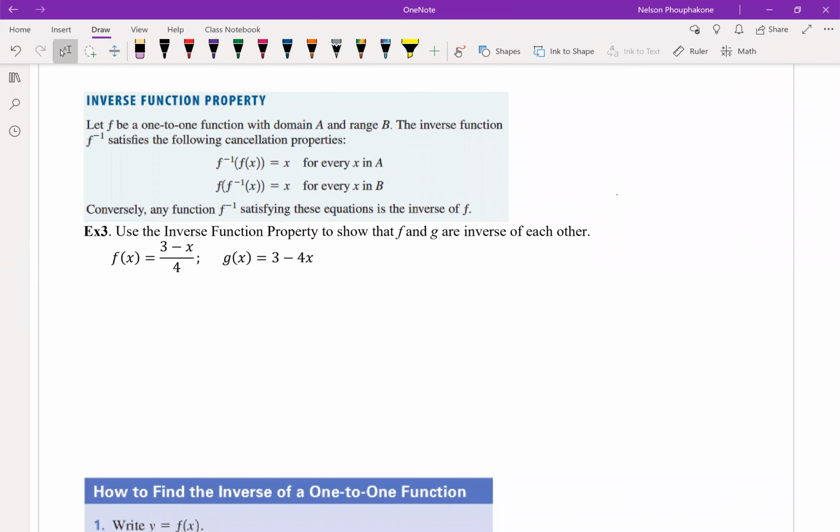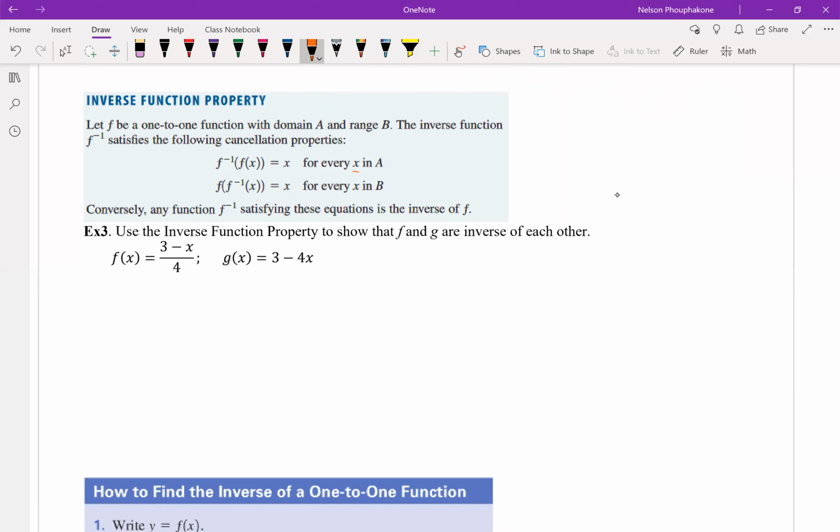Okay, so to the inverse functions, let f be a one-to-one function with domain A and range B. The inverse function f inverse satisfies the following cancellation properties: f inverse of f of x equals x for x in A, and f of f inverse of x equals x for x in B. Okay, so let's see how this works.